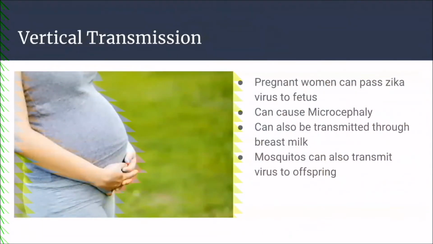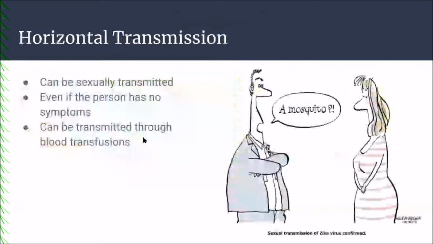In vertical transmission, a pregnant woman can pass the Zika virus to her fetus during pregnancy. Zika can cause microcephaly, which is a birth defect that will be explained later in the presentation. Mothers can also transmit the virus to their babies through breast milk. Mosquitoes can also transmit the virus to their offspring. In horizontal transmission, Zika can be sexually transmitted. This can happen even if the infected person has no symptoms or if their symptoms have already ended. It can also be transmitted through blood transfusions.